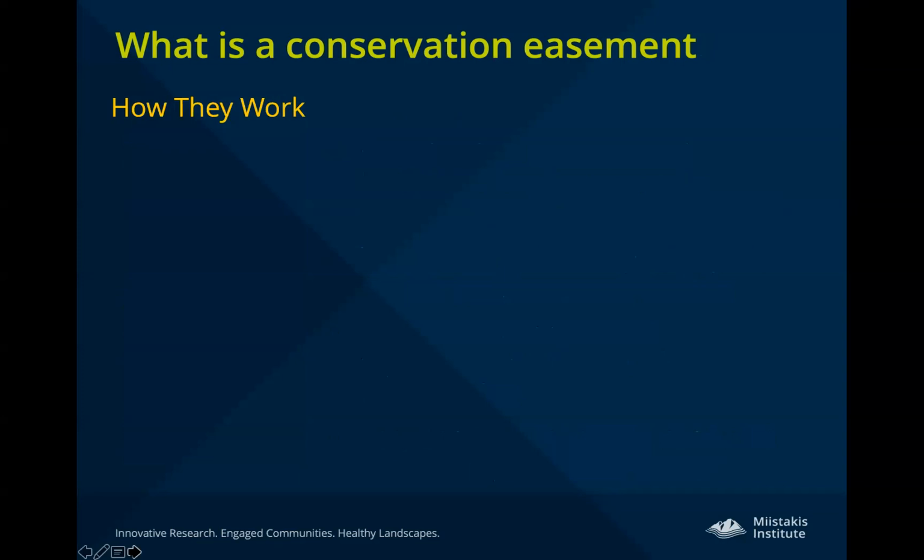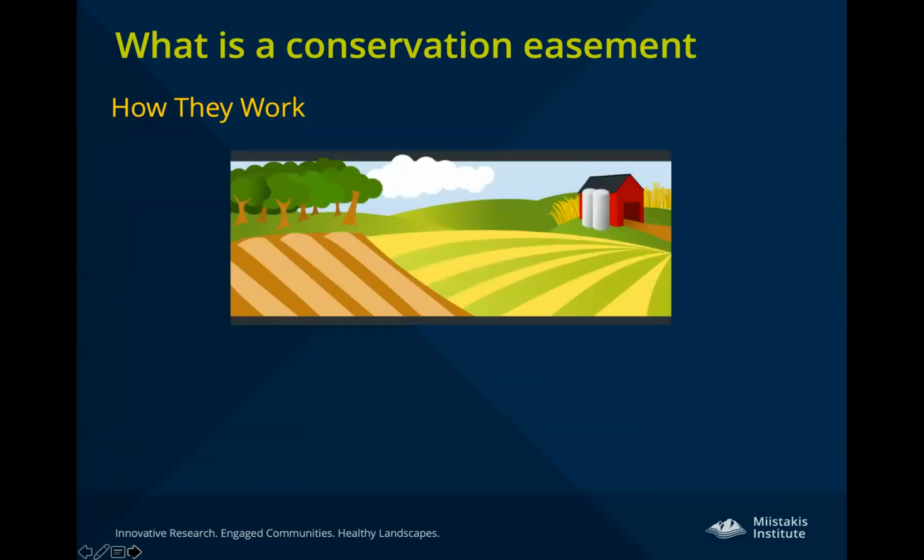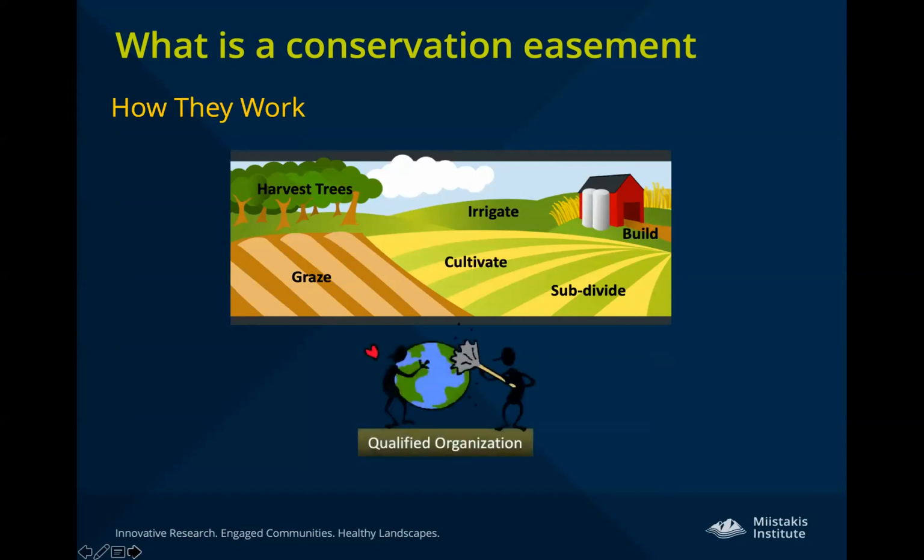So how they work, my little cartoon diagram here, is if you imagine a piece of land and the owner of that land having a variety of opportunities, things that they can do on that land. They might be able to harvest trees, graze cattle, irrigate crops, cultivate those crops, build buildings, subdivide it, apply to their municipality to have it subdivided, and a whole bundle of things. Some of them are rights, some of them are opportunities that they can apply for, but as an individual landowner, you have all of those possibilities.